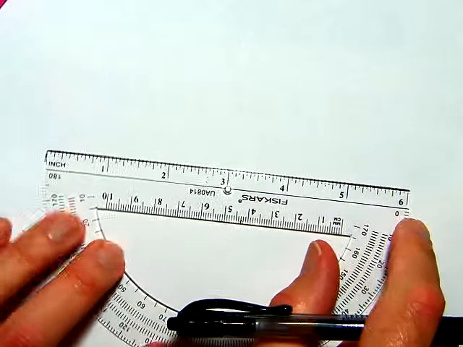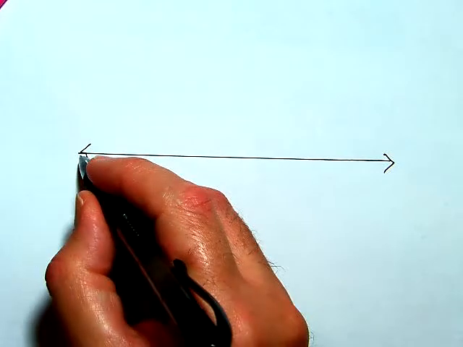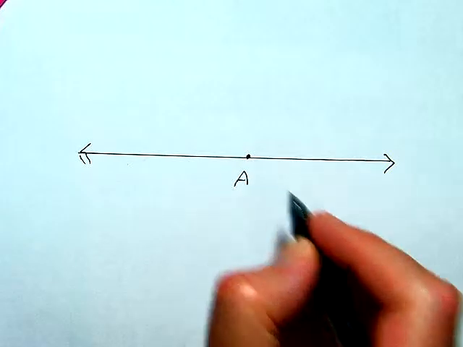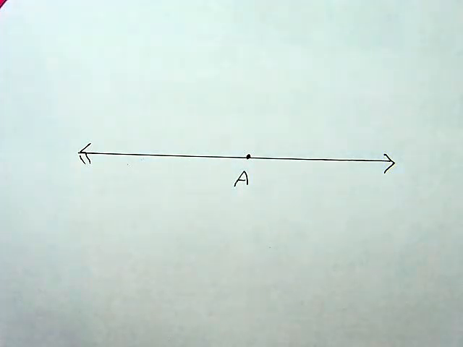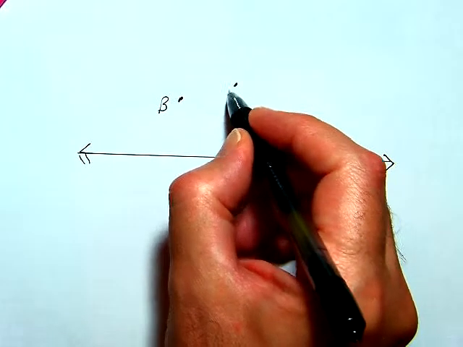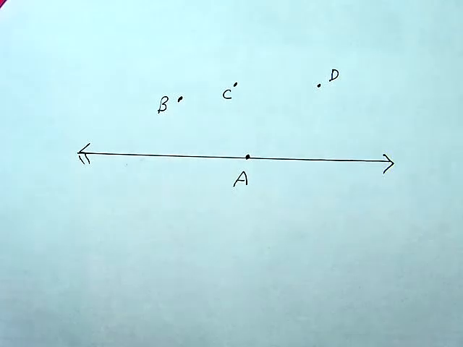Let's say we take a line. And again, in this case, we'll pick a point on the line. Let's go with A. And now let me pick several points that are not on the line. Let's say I pick a point B, I pick a point C, I pick a point D. And let me draw the rays AB, AC, and AD.